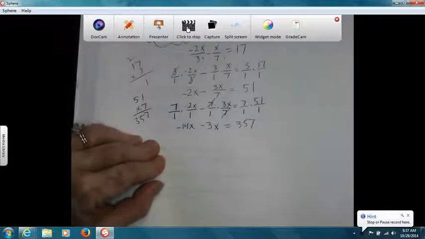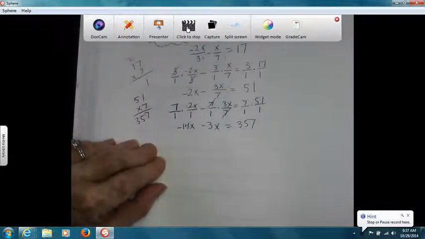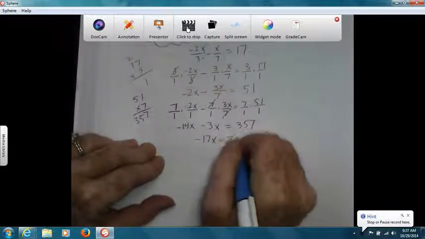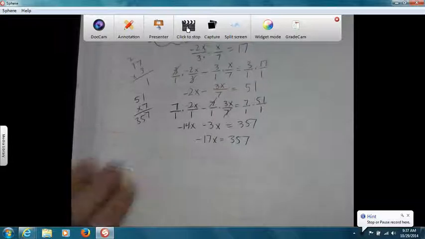Any ideas now what we can do? Combine like terms. Thank you. Yeah, combine like terms. So we've got a negative 14 and a negative 3, and they're alike. So that would be negative 17x equals 357.